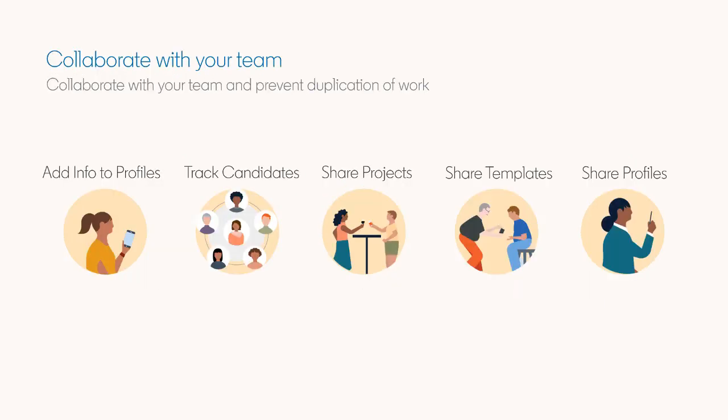And lastly, collaborate with your team. Within Recruiter, there are many ways you can collaborate with your team and prevent duplication of work. Everyone on your dashboard can see the activity performed on a profile. Pipelining tools like tags and statuses can be added as you and your teammates connect with candidates. Projects and email templates can also be shared with your team, and profiles can be shared with hiring managers or other team members as well. Avoid duplication of work and start collaborating today.